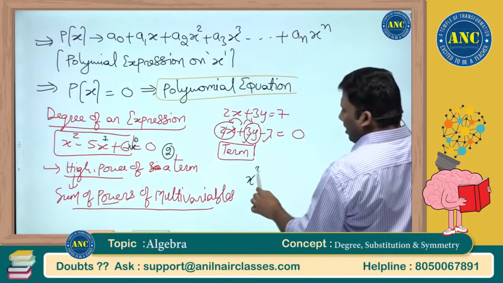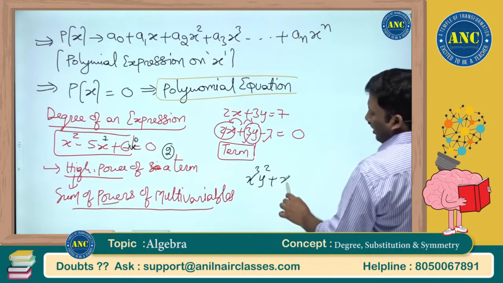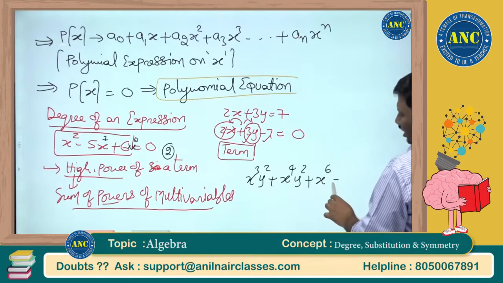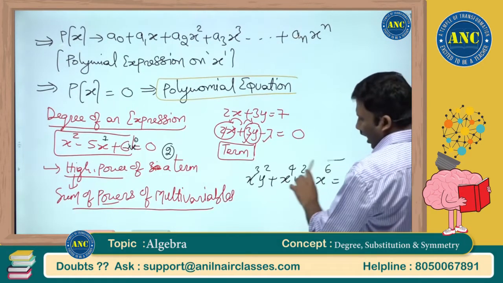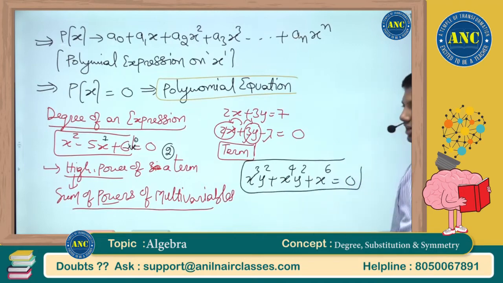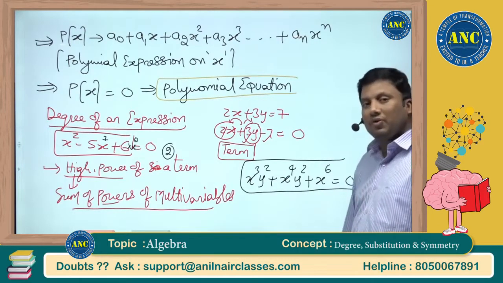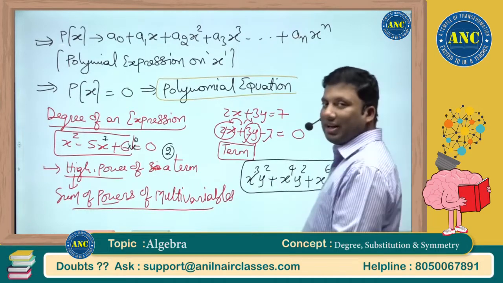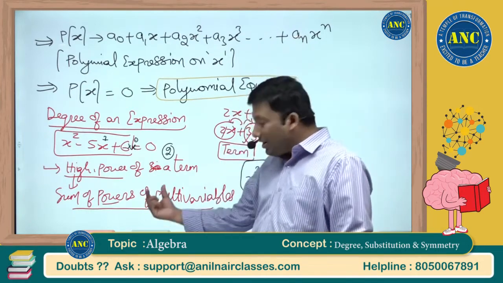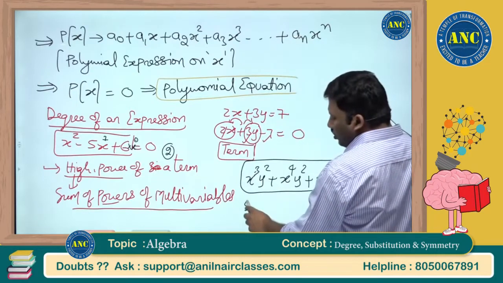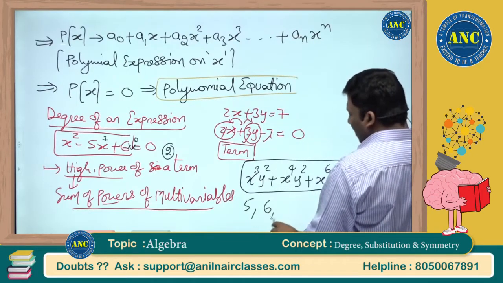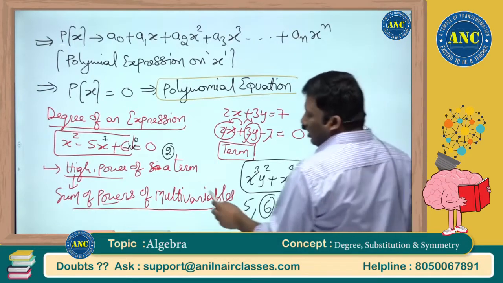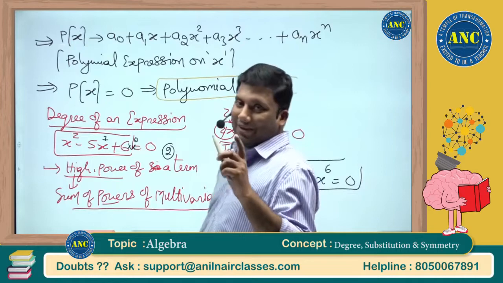Suppose there is x cube y square plus x power 4 y square plus x power 6 equivalent to 0. This is another polynomial expression. 2 variables are there. If there are 2 variables, add the sum of the powers. 3 plus 2, it is 5. 4 plus 2, it is 6. Highest is 6.